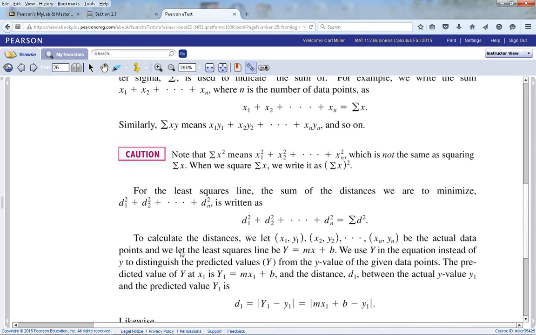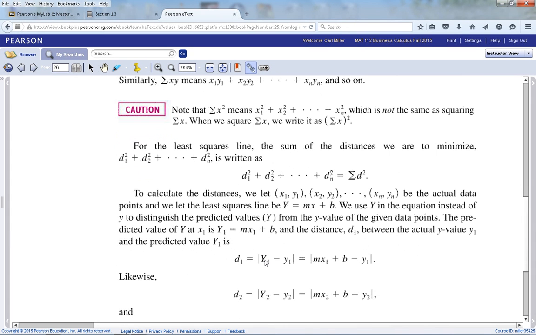Those are the actual points, and then the least squares line, if we plug x1 into this equation, we would get a y value out related to that x1. So that we can distinguish between the actual data points, which are going to have lowercase y's, and what the line's data point would be. Those will be capital Y's.